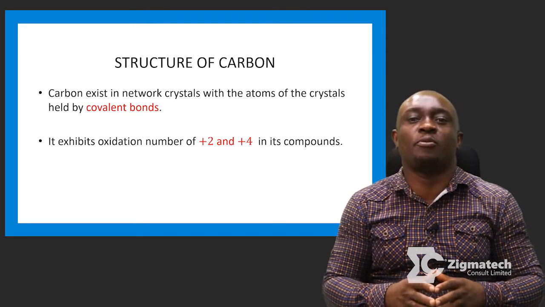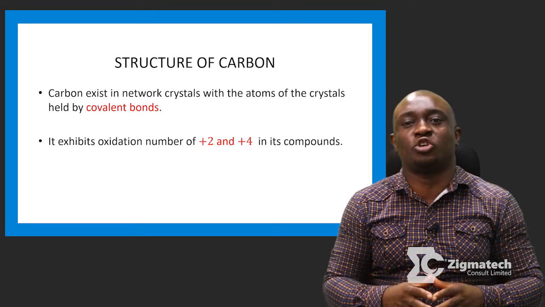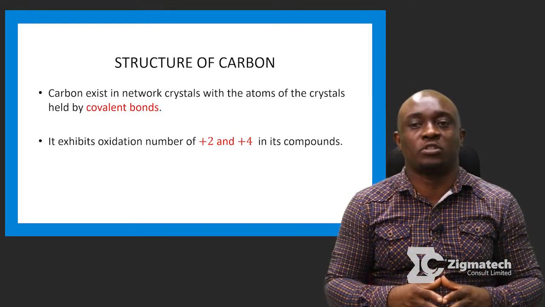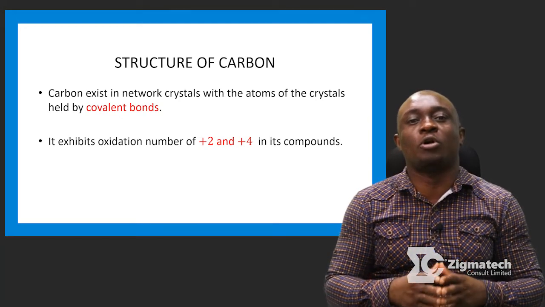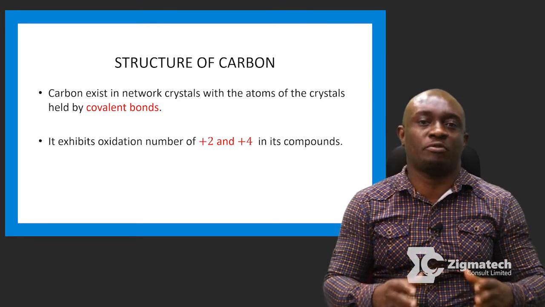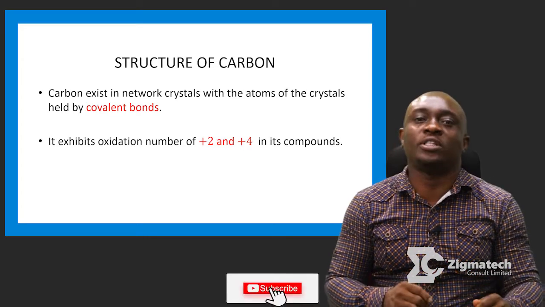Then again, carbon exists with oxidation numbers of +2 and +4 in its compounds. That is why you have carbon 2, the one we call carbon monoxide, and we have carbon 4, the one we call carbon dioxide.